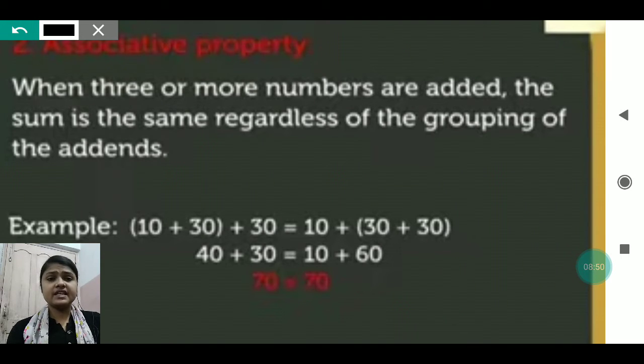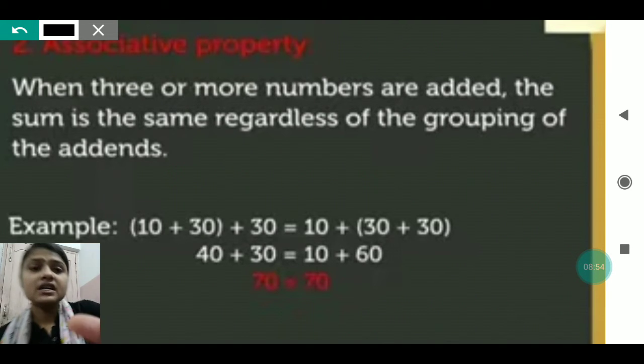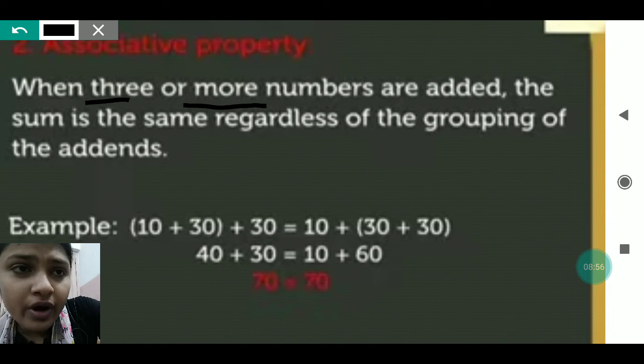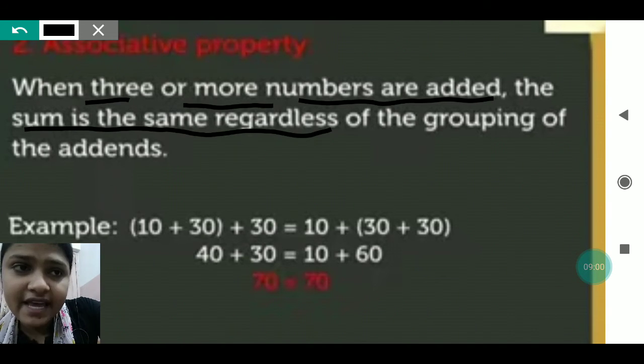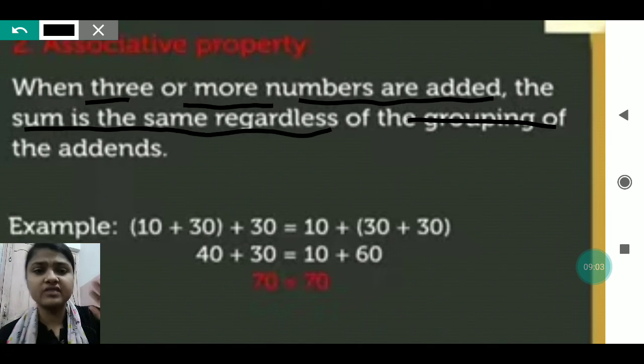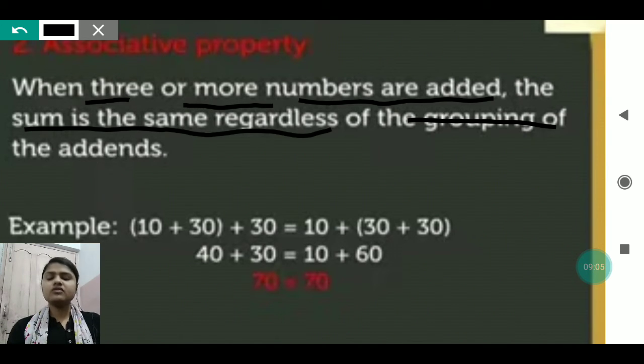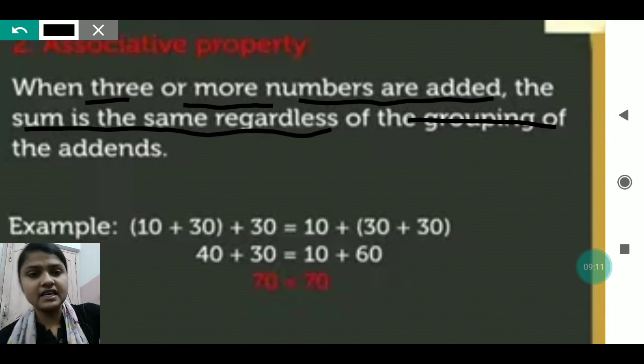Second property is the associative property. What does it mean? When three or more numbers are added, the sum is the same. We used to do regrouping, same thing. Sometimes three or four numbers are given to add and we used to get confused about how to add. It's very easy.